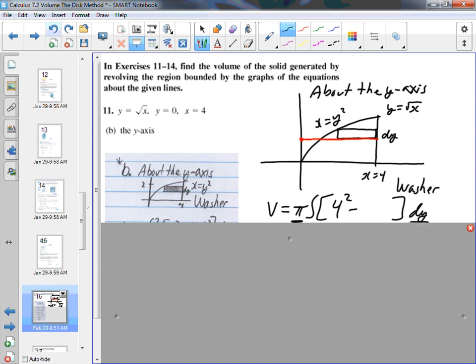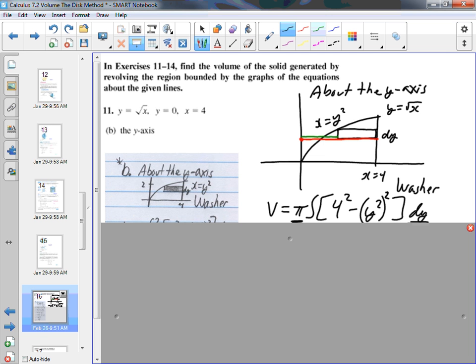Now, the inner radius starts here, goes to the near edge of the rectangle. Now, I'd like to just say that that distance is whatever that x-coordinate is. And I'm correct, it is whatever that x-coordinate is. But I can't put x, because then I'd have x's and my dy's, and that's just crazy talk. Okay? So instead, what does x equal? Y squared. So the inner radius is y squared. What do I have to do to it? Square it.